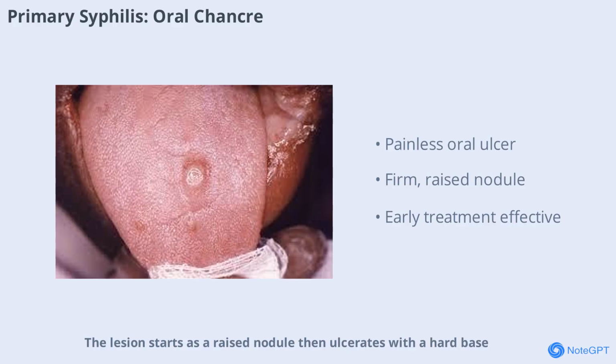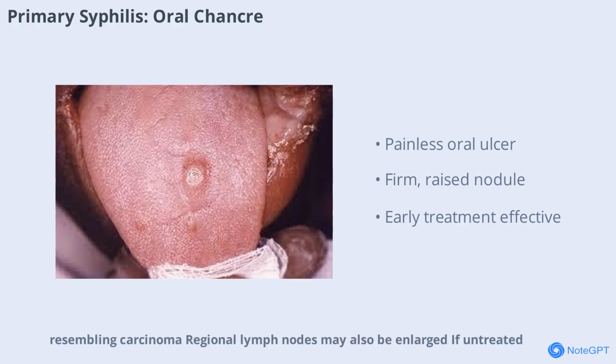The lesion starts as a raised nodule, then ulcerates with a hard base resembling carcinoma. Regional lymph nodes may also be enlarged. If untreated, the canker resolves on its own within weeks, but early treatment at this stage is highly effective.